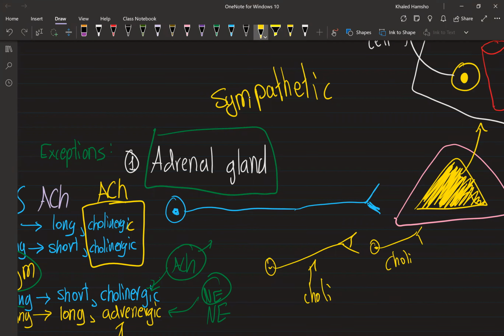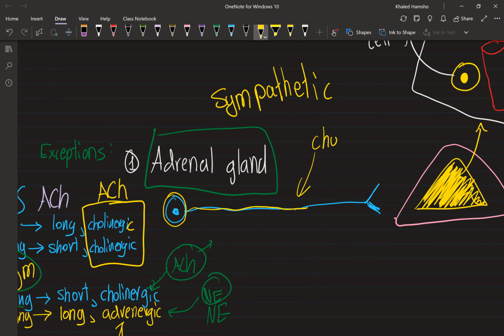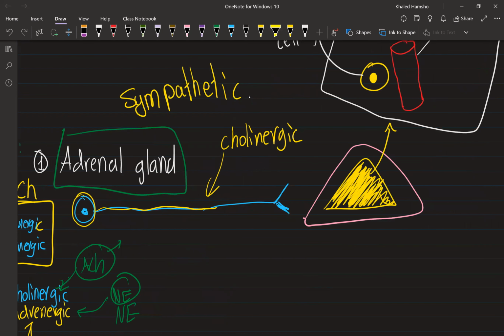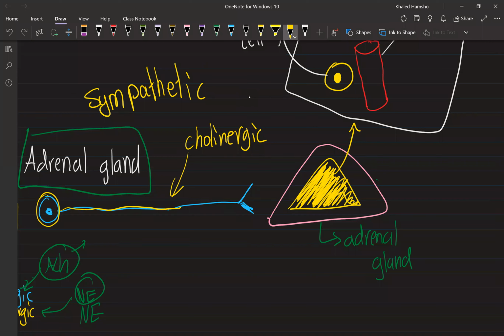Now I'm specifically talking about the sympathetic here. In the adrenal gland, this neuron over here is a cholinergic neuron. You remember the sympathetic, the first one is cholinergic. Instead of going to the sympathetic chain, it goes directly to the adrenal gland. So this is the adrenal gland. It doesn't drop by a ganglion. You know what acts as a ganglion? This gland itself. This is acting like a ganglion.